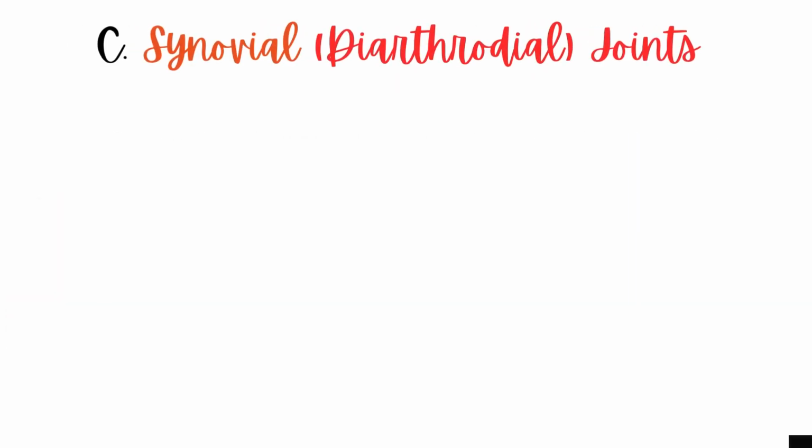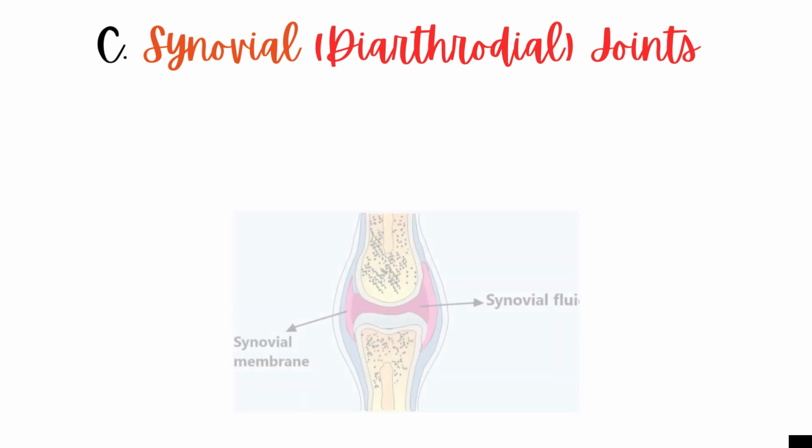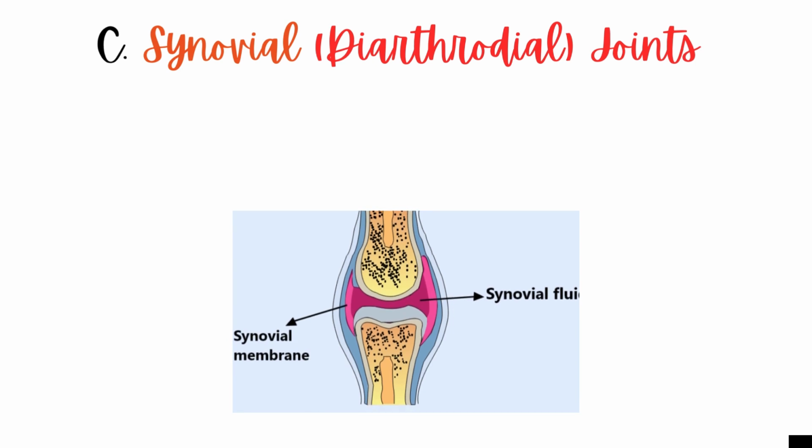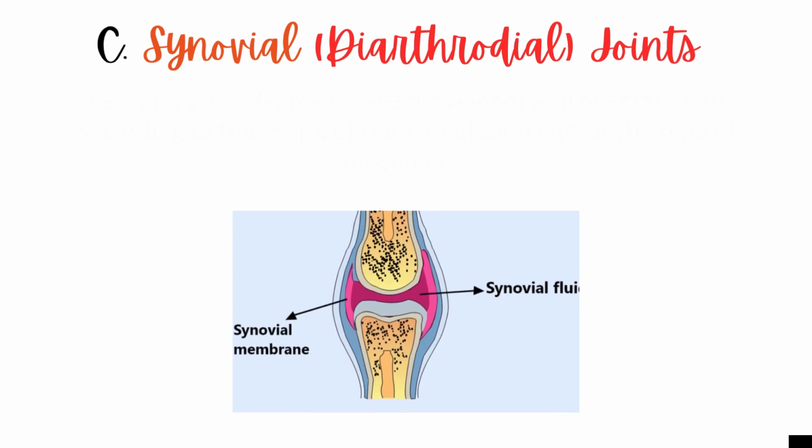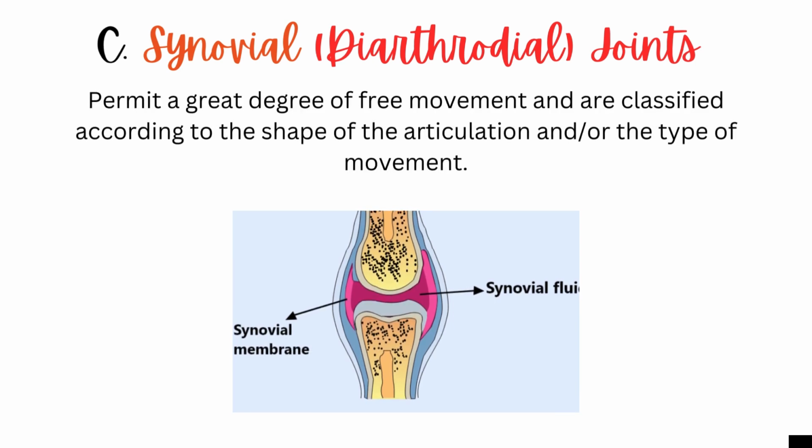Now moving toward the third type of joint, that is a synovial joint, also termed a diarthrodial joint. So what is the difference? The synovial joint, as the word indicates, has synovial fluid, a synovial membrane, and a synovial cavity. So the structure that has all these three points is termed a synovial joint.